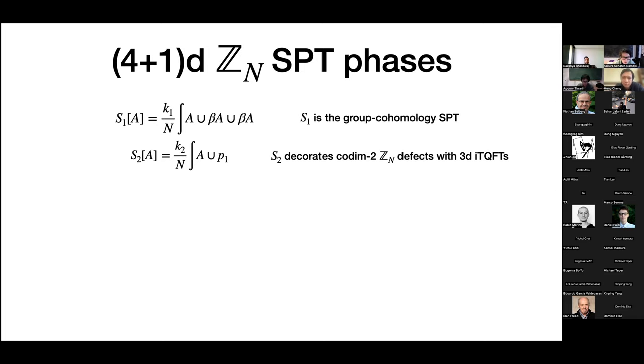Okay. So I've discussed these two actions, and let me ask the following question. Let's consider this beyond cohomology phase described by S2, the A cup P1, and let's consider k2 equals 1, the generator of this S2 phase. Does this root phase, the generator phase, admit a topological boundary or not? Now we know the boundary has to have a 't Hooft anomaly, so it cannot be a trivial theory.